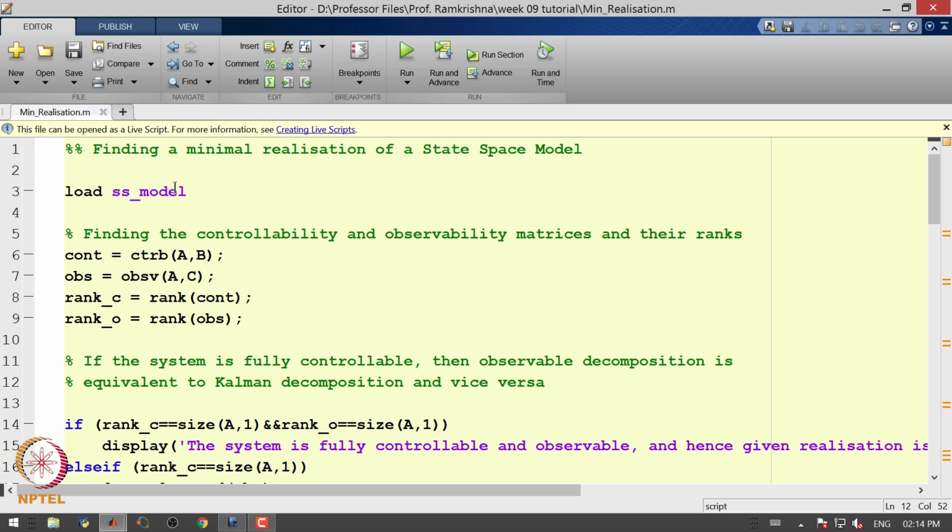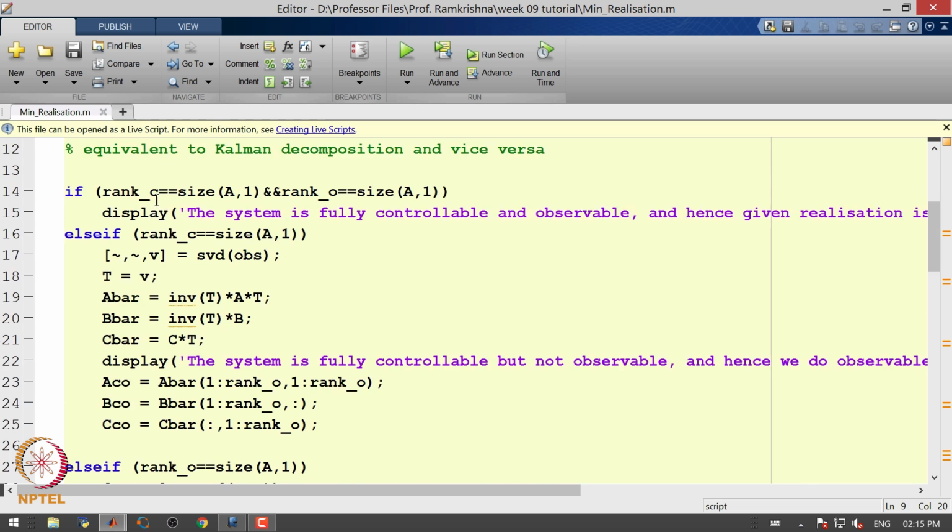So, the first part of the code loads the model, and then we are finding out the controllability and observability matrices using these commands CTRB and OBSV, and then we check the ranks. So, now the code goes like this: if both the ranks are full, then we know that the system is fully controllable and observable, hence the realization is given to be minimal. But what if the controllability matrix rank is full but not the observability rank? So, in this case we follow the observable decomposition.